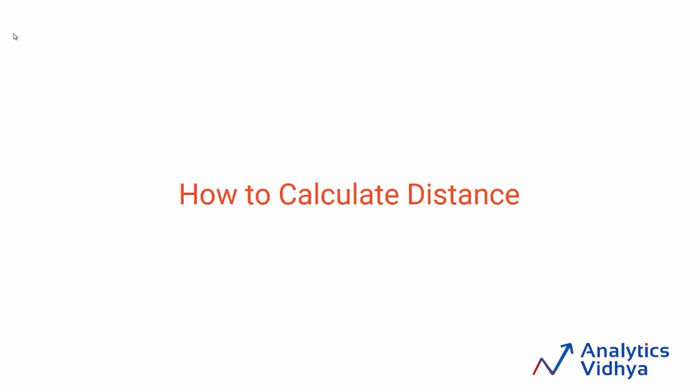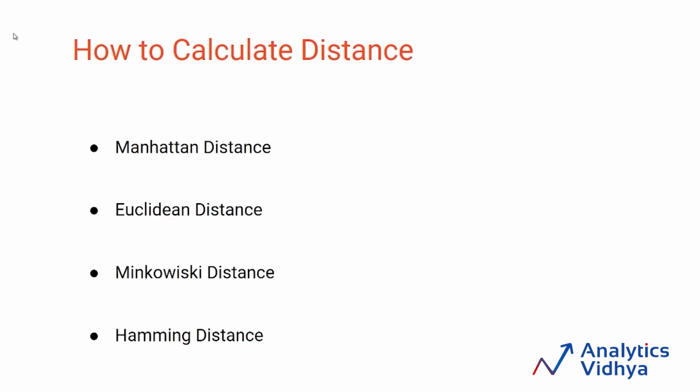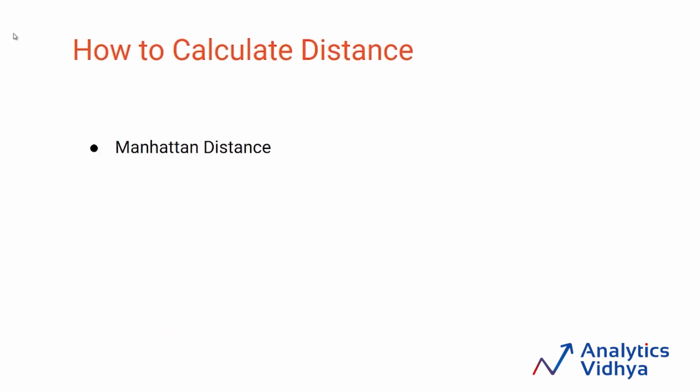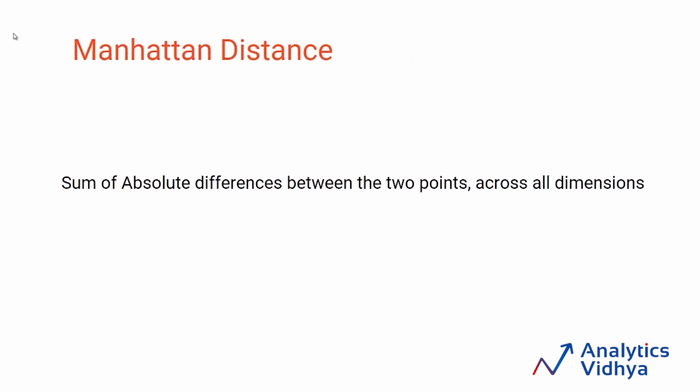Now once we have the value of k, how can we decide which points are the nearest? To determine the nearest points, we calculate the distances between points. And in this video, we'll cover the following 4 distances. Let's start with the Manhattan distance. The Manhattan distance is the sum of absolute differences between 2 points across all dimensions. Sounds complicated? Let's break it down.